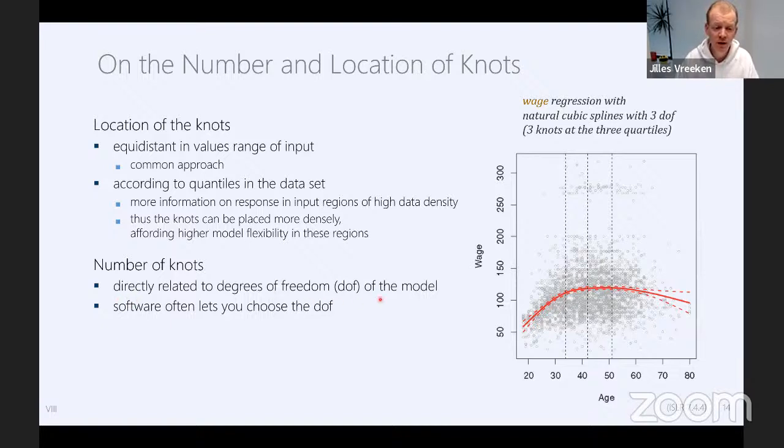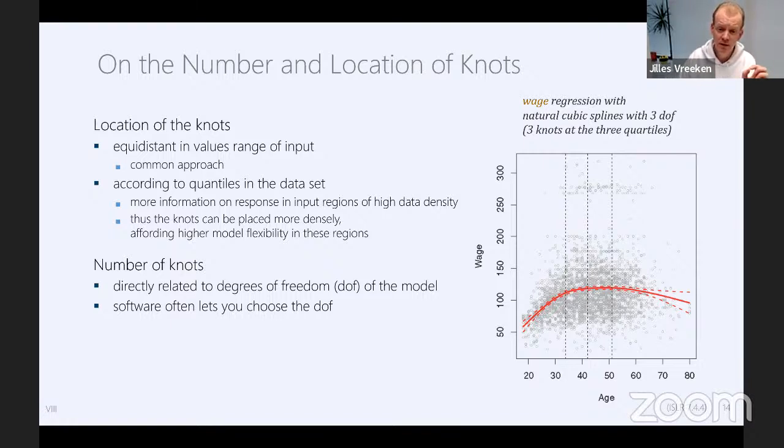The number of knots directly relates to the degrees of freedom of the model. Remember, for plain cubic splines, it was k plus d plus 1. So for cubic, k plus 4. And for natural cubic splines, it's just k. Right? So the higher we choose k, the more flexibility we can fit.